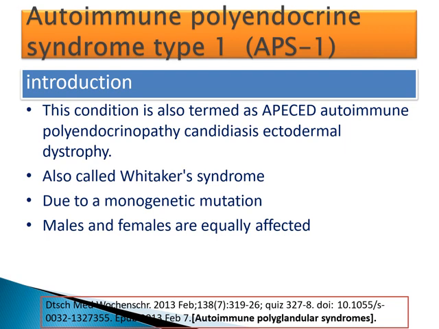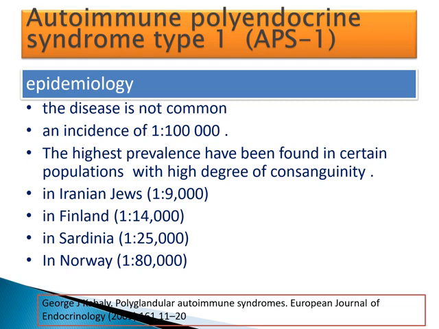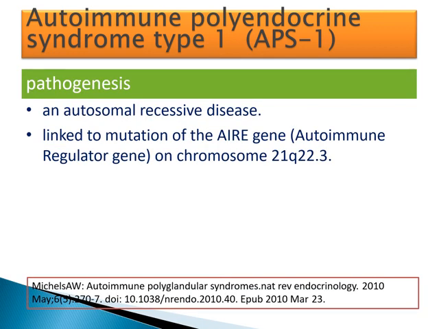Talking about the epidemiology, the disease is not very common. The highest prevalence has been found in certain populations with a high degree of consanguinity: Iranian Jews, Finland, Sardinia, and Norway. It is an autosomal recessive disease. It is linked to the mutation of the AIRE gene, which is the autoimmune regulator gene. It is located on chromosome 21q22.3.